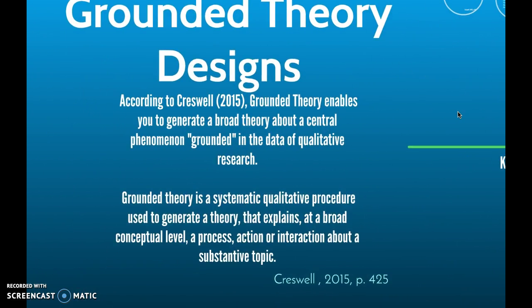Grounded theory designs, according to Creswell, enable a researcher to find a theory about a central phenomenon grounded in data of qualitative research. Grounded theory is a systematic qualitative procedure used to generate a theory that explains, at a broad level, a process or interaction about a substantive topic. It is also very important to note that grounded theory designs are very useful for beginning researchers with the purpose of generating a qualitative research study.